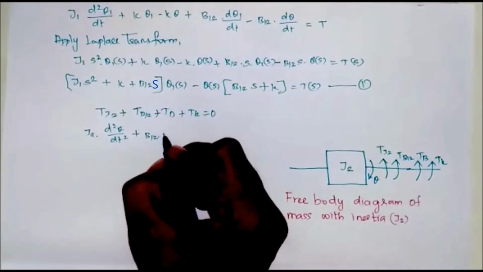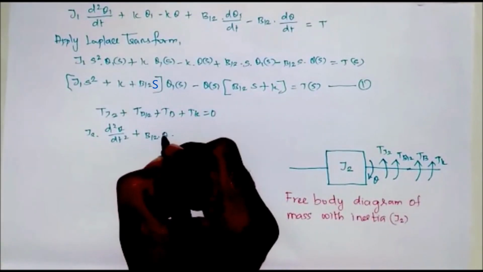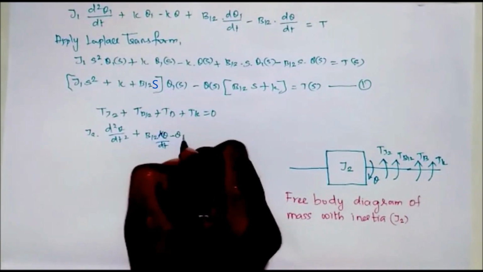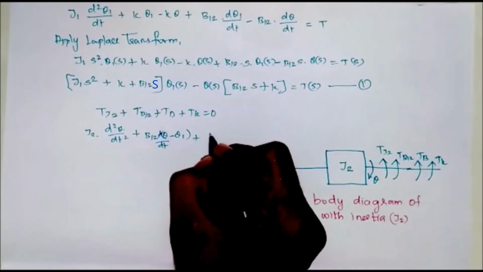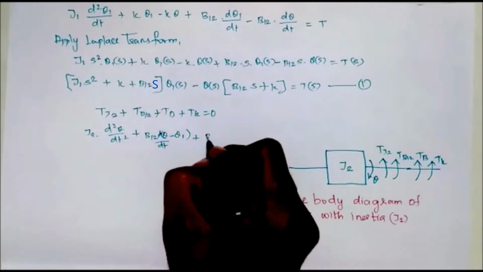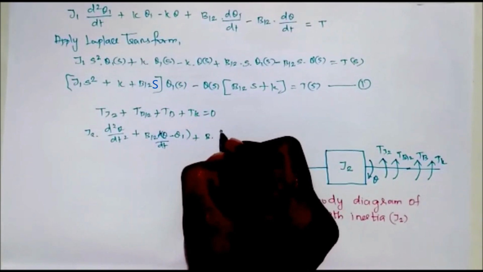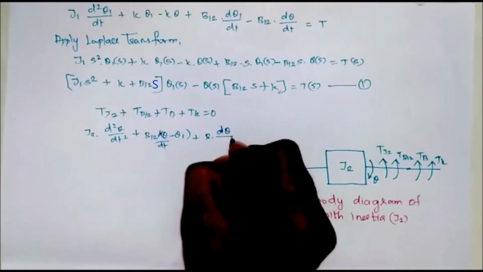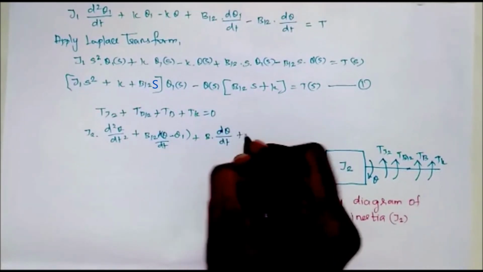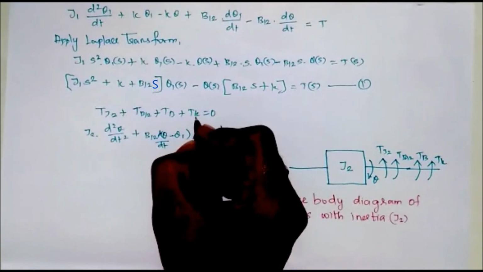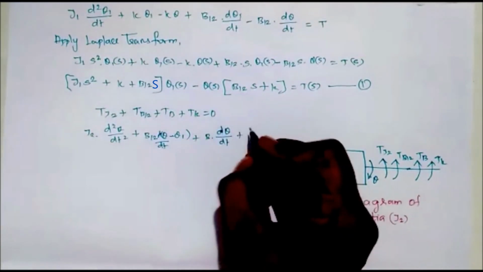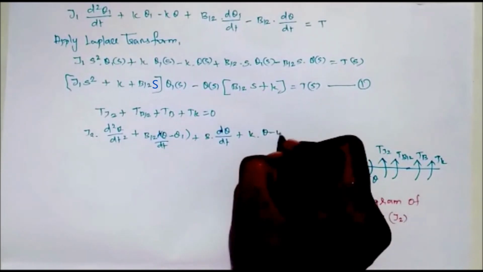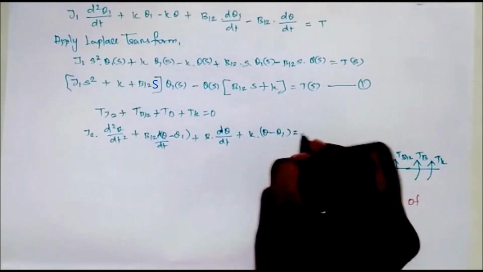So here b12 into d by dt of theta minus theta 1, plus, for B, b into only one end rotational, therefore d theta divided by dt, plus k is also having two end angular rotational, therefore k into theta minus theta 1 equal to 0.